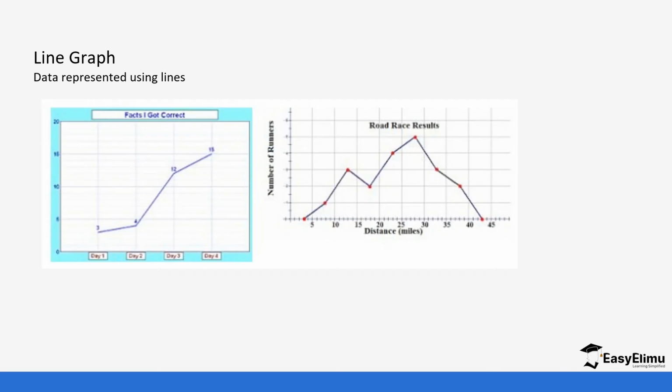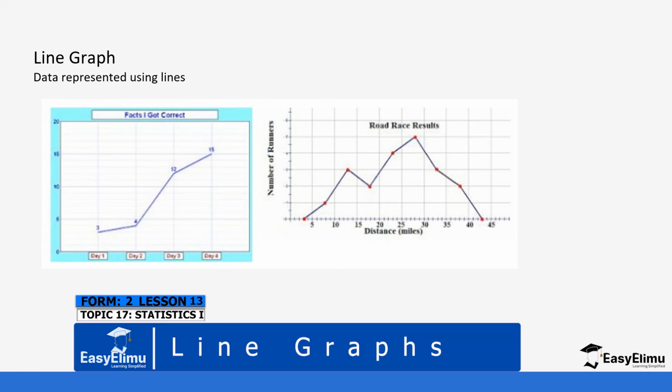So data can be represented using line graphs. In the same way we represent data using bar graphs, where we were using bars, you can go back and check that video. But in this case, you're going to be using data points, and then you're going to join these points using straight lines, using a ruler, not a curve, like in some situations. So let's see an example.